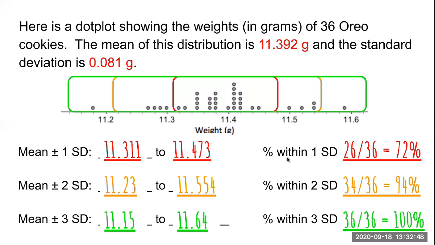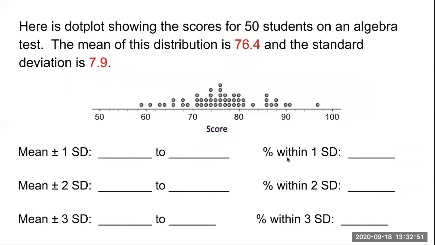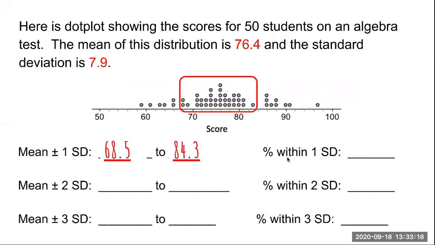And then we could do the same thing on the next dot plot. Here's a dot plot showing the scores for 50 students on an algebra test. The mean of the distribution is 76.4, the standard deviation is 7.9. If you'd like to pause this video, see if you can calculate the mean plus or minus 1, 2, and 3 standard deviations from the mean. The value I got was 68.5 to 84.3. That would be everything within this little range there. And I counted 35 out of 50 dots, which is 70%, are within 1 standard deviation of the mean.